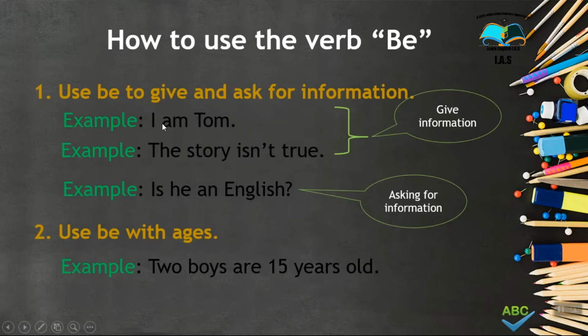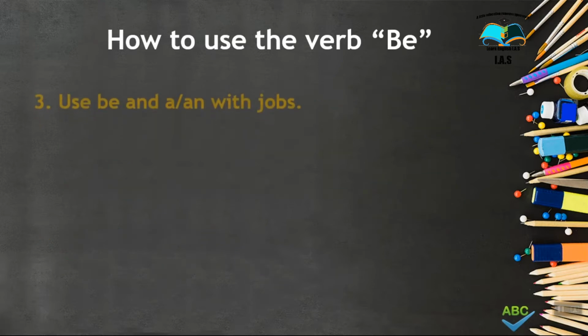In the first sentence, I'm using the to be with Tom, a name. And in the second sentence, I'm using is, which is to be with the story. The story isn't true. So in the third example, I use to be to make a question, to ask for information.